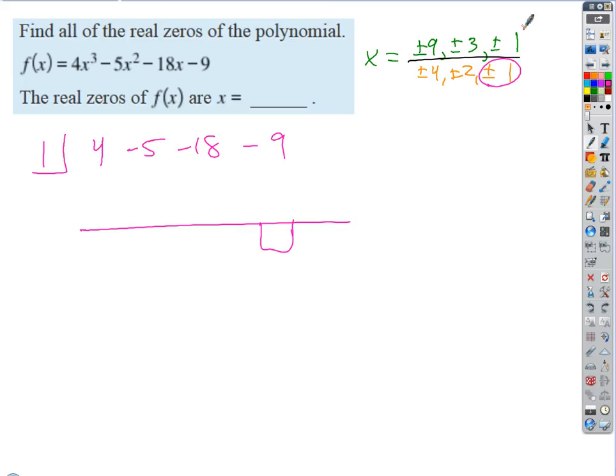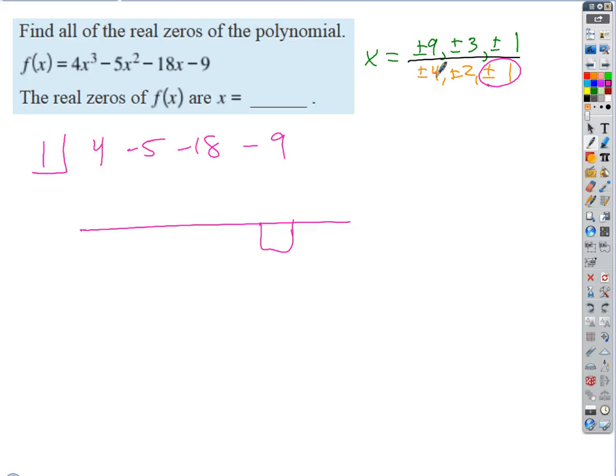There'd be a lot of possibilities there, right? We could get plus or minus 9, plus or minus 3, plus or minus 1. Or plus or minus 9 halves, 3 halves, or 1 half. Or plus or minus 9/4, 3/4, or 1/4, right? So there's lots of possible candidates here, and we're just going to try to exhaust the easy ones first.